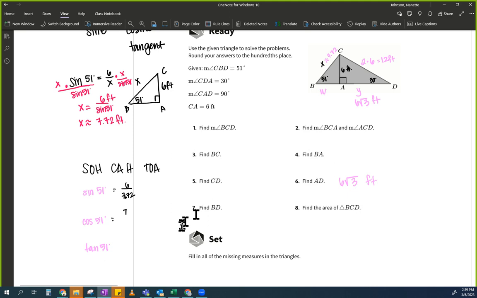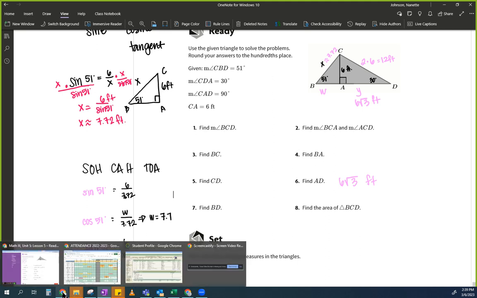Okay, 6 over W. Whichever one you wanted to use, the Pythagorean theorem, cosine, tangent, it doesn't really matter. I'm actually going to use cosine 51 because the W is on top. When W is on bottom, there's one extra step, so I won't use that. So W is equal to 7.72 cosine 51 degrees if I solve it.